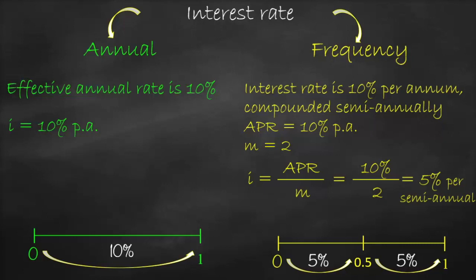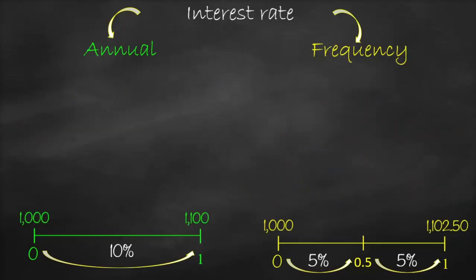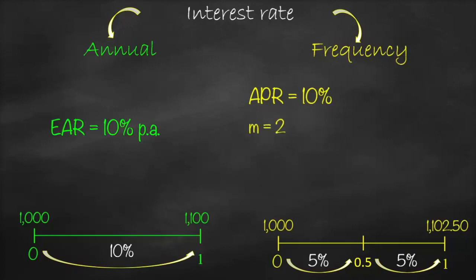So my question to you, which one will give you a higher value? If we receive or pay 10% annual rate as effective annual rate, or we receive 5% in the first half year and then another 5% in the second half of the year. If you'd like to make a comparison, you'll discover that the frequency will give you a higher future value. Therefore, here with annual, we have effective annual rate 10%. With frequency, its annual percentage rate is equal to 10%, and M is equal to 2.